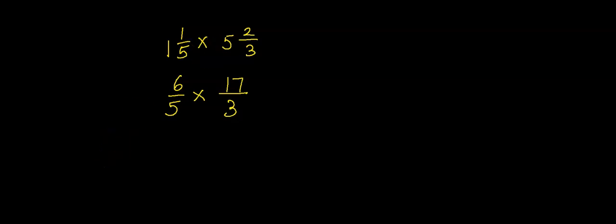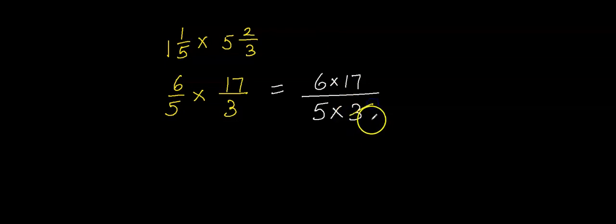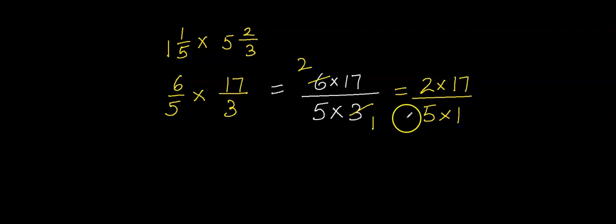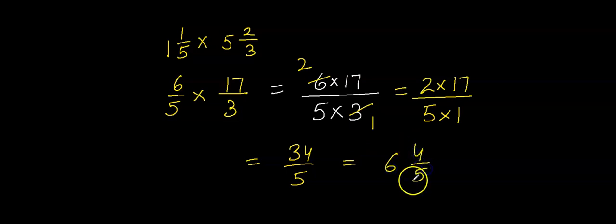So first we check if we can reduce any of the numerators and any of the denominators. So 6 times 17 over 5 times 3. Now we can see that 6 and 3 can be simplified. So this would be equals to 1, and this would be equals to 2 because I've simplified it by 3. So we do 2 times 17 now because we cannot reduce it anymore. So 2 times 17 over 5 times 1 would give us 34 over 5, and then we have to write it in a mixed form. So that equals 6 and 4/5.